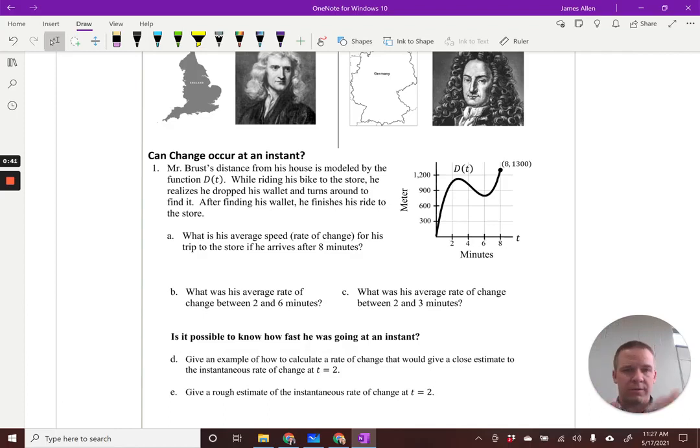I feel like we look at graphs, we never really analyze them a whole lot. So over here on our y-axis, that's our distance we've traveled, right? Or that he has traveled on his bike ride. And then we have our time elapsed there for our t-axis.